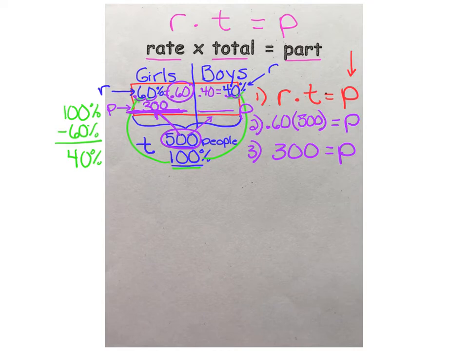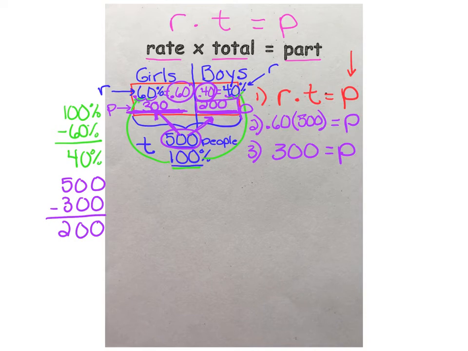Now, there are two ways to figure out how many boys. First of all, you know that 300 girls plus how many boys there are, those two values better add up to 500. So I guess the shortcut might be simply this. Take 500, subtract the 300 that are girls. You should have 200 left over for the boys. Or you could have used the formula with the rate of 40% or 40 hundredths.